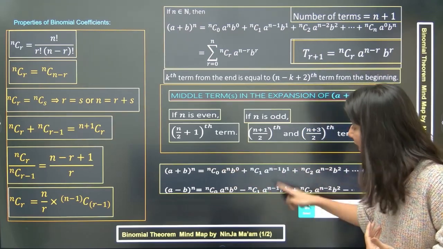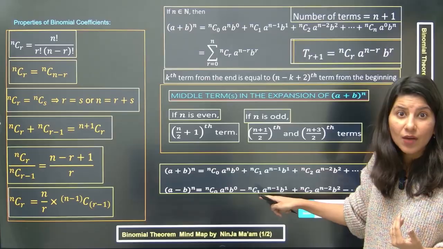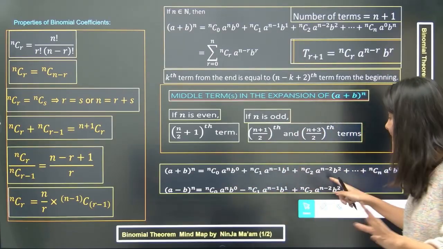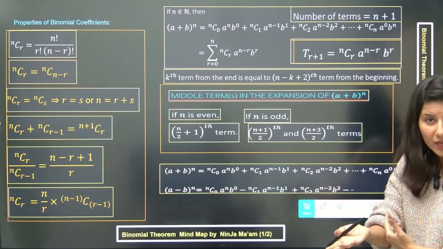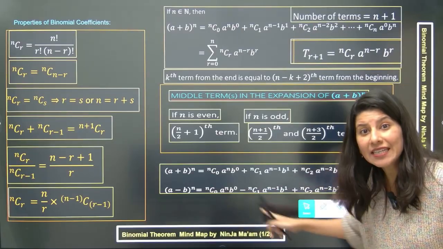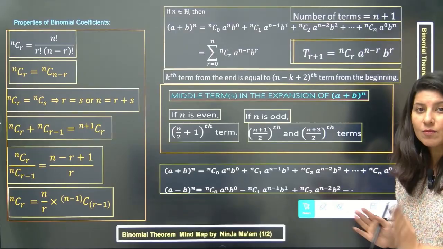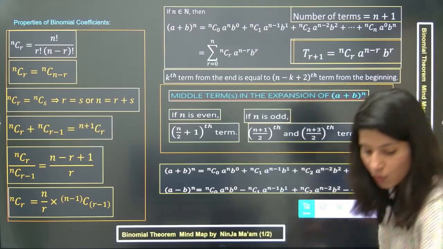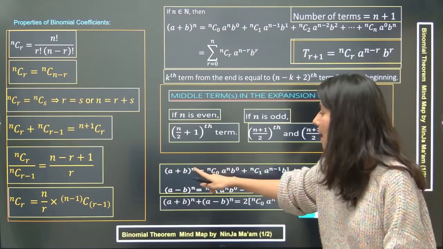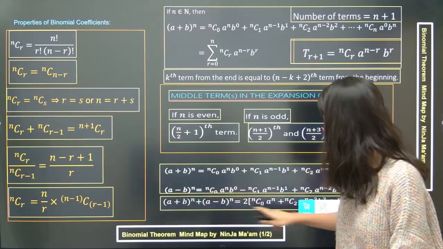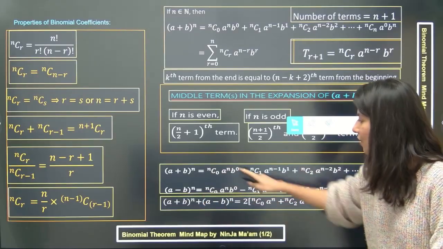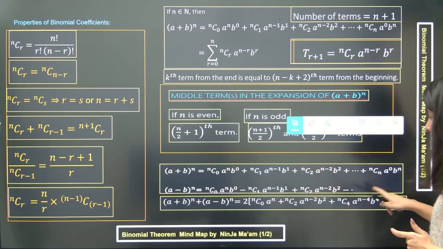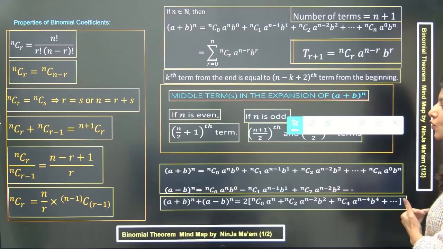If I add these, the odd terms will get cancelled out. So nC0 becomes 2 nC0, nC1 is gone, cancelling out, and nC2 is again becoming 2. All the even indexes will exist and become twice, and all the odd indexes will be gone. So (a plus b) power n plus (a minus b) power n is going to be equal to twice the nC0 term, then twice the nC2 term, and twice the nC4 term, and so on.